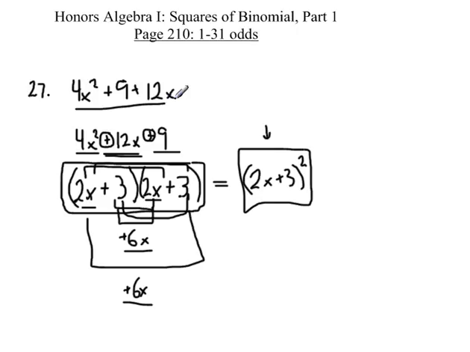You have more than one that's going to be like that. And in that problem set of 1 through 31, odds, it looks like I can only see one that will not be a perfect square. So all but one should factor out. So good luck with those.